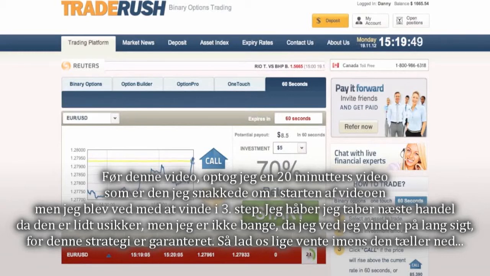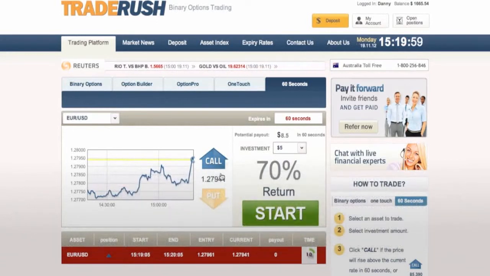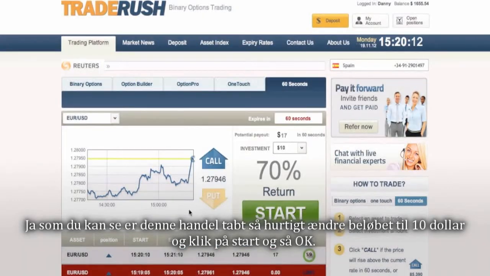my entry, but not to be worried, because I know at the end of this cycle I will come out on top, because this strategy is guaranteed. So let's just wait till it counts down. Yeah, as you can see, this trade is a loser. So quickly put on the $10 trade, hit start, hit OK, and we're off.